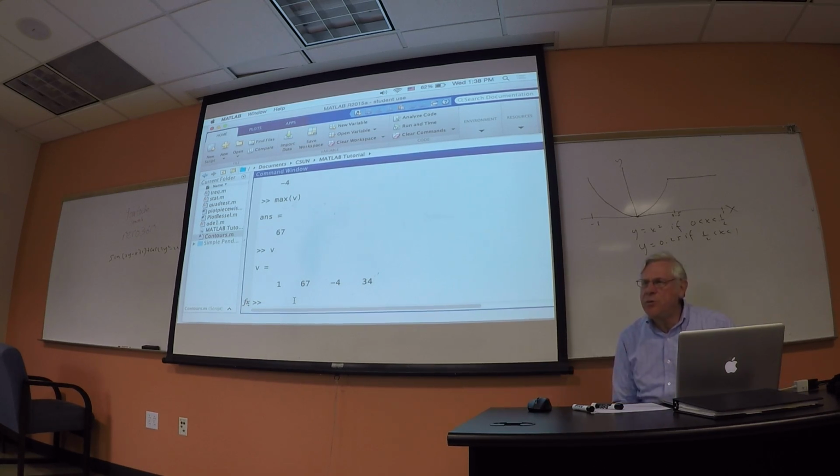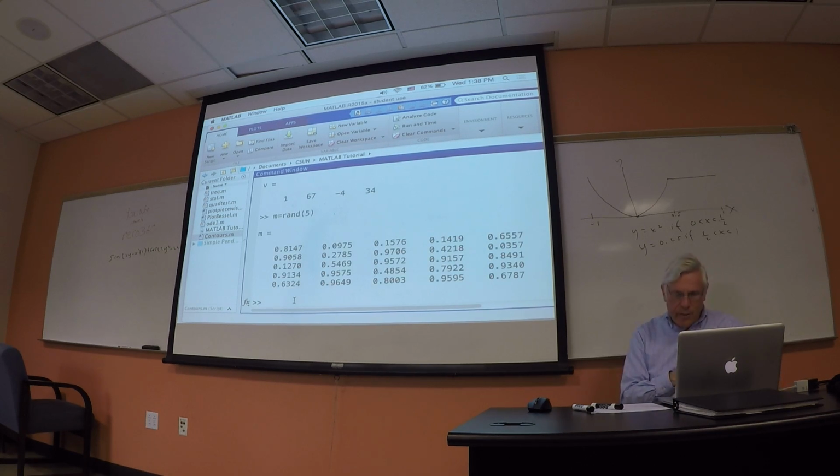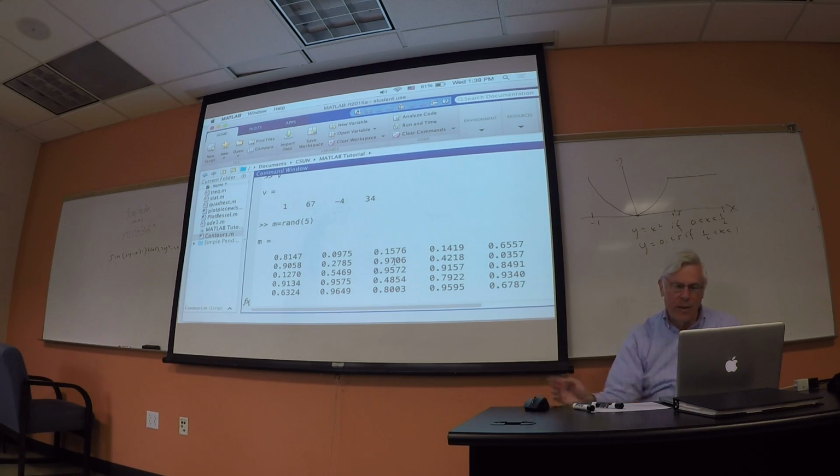Now, we have a matrix, though. It's going to do something kind of weird. Let me just show you. Let me say M, a little matrix, rand 5. I think it's a 5 by 5. What's the maximum value in there? It's 0.9649, it looks like, right? No, there's a 0.9706. Where's the 0.9706? Third column, second row. Okay, 0.9706.